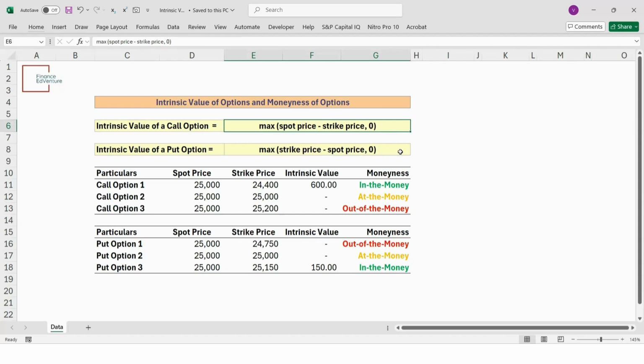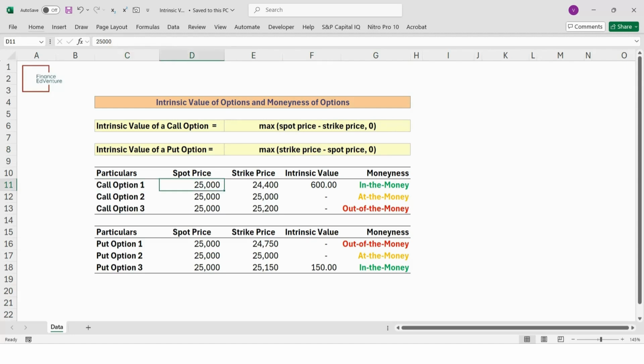Similarly, intrinsic value of a put option is fairly easy as a formula: max of strike price minus spot price comma 0. Now let's implement this using some sample data points here. Let's start with the call option. I have three different call options on my data list. Let's say I buy call option 1.